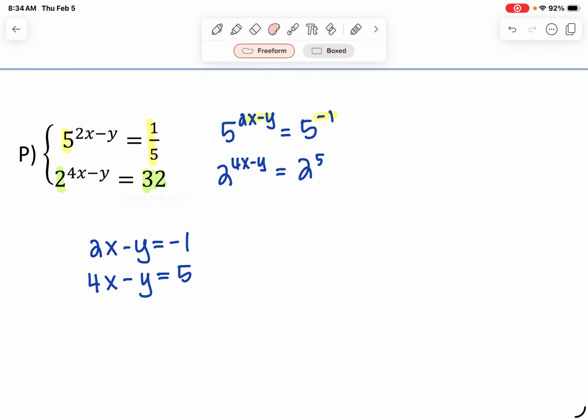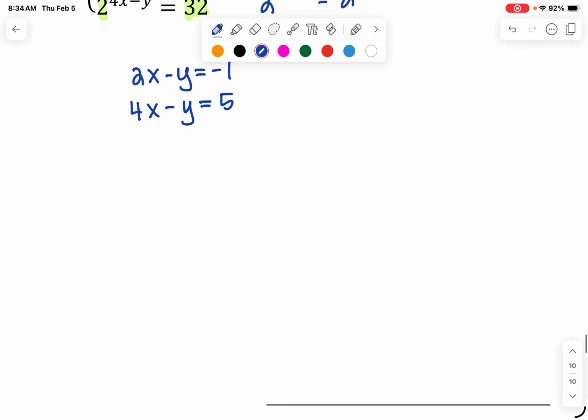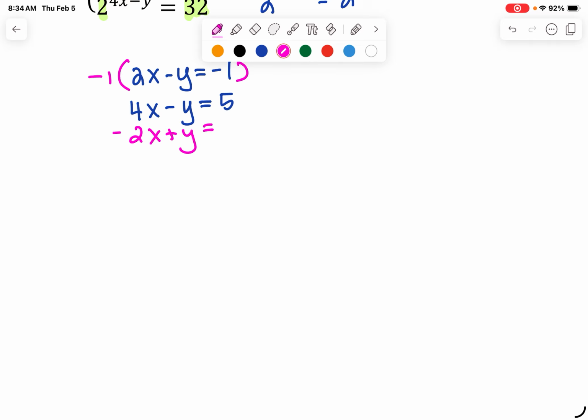Move it over here because there's more room. All right, I'm going to use elimination. I'm going to get the y's to cancel out. One of them is negative 1. The other one's negative 1 also. So I'm going to multiply the first one by negative 1, and it becomes negative 2x plus y is equal to positive 1, and now I can combine those. So that's 2x, the y and negative y cancel, equals 6, x equals 3.